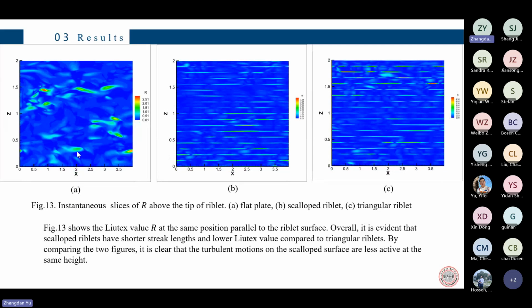The existence of the riblet surface has an inhibiting effect on the near-wall turbulent boundary layer, making the flow more stable. By weakening the spanwise velocity fluctuations, the riblet surface can suppress the development of turbulence and reduce the intensity of turbulent motions.